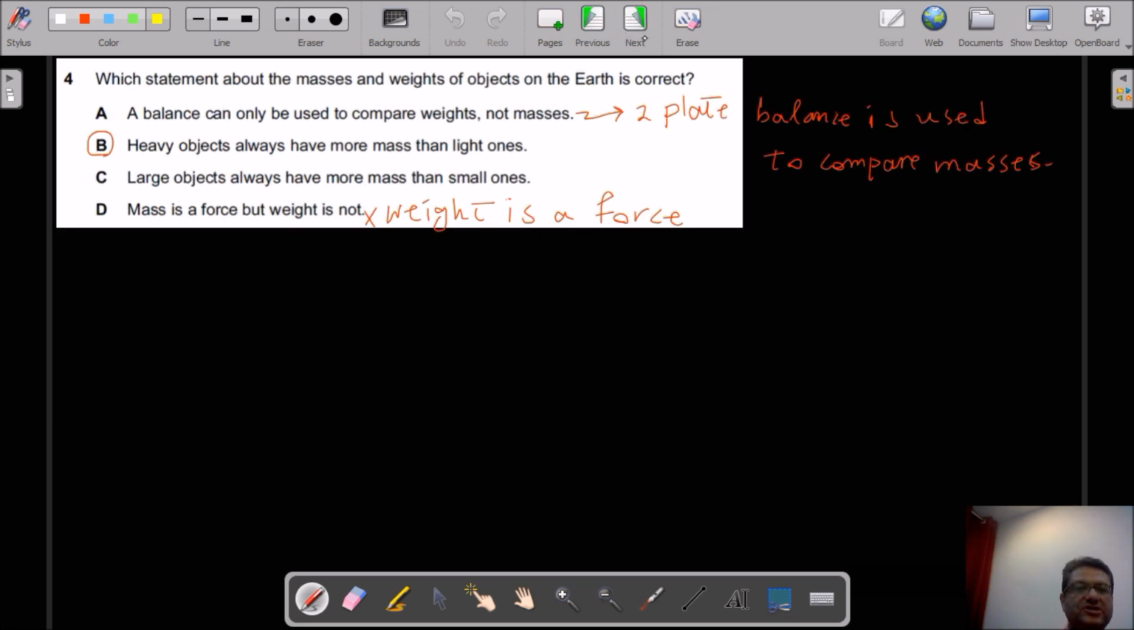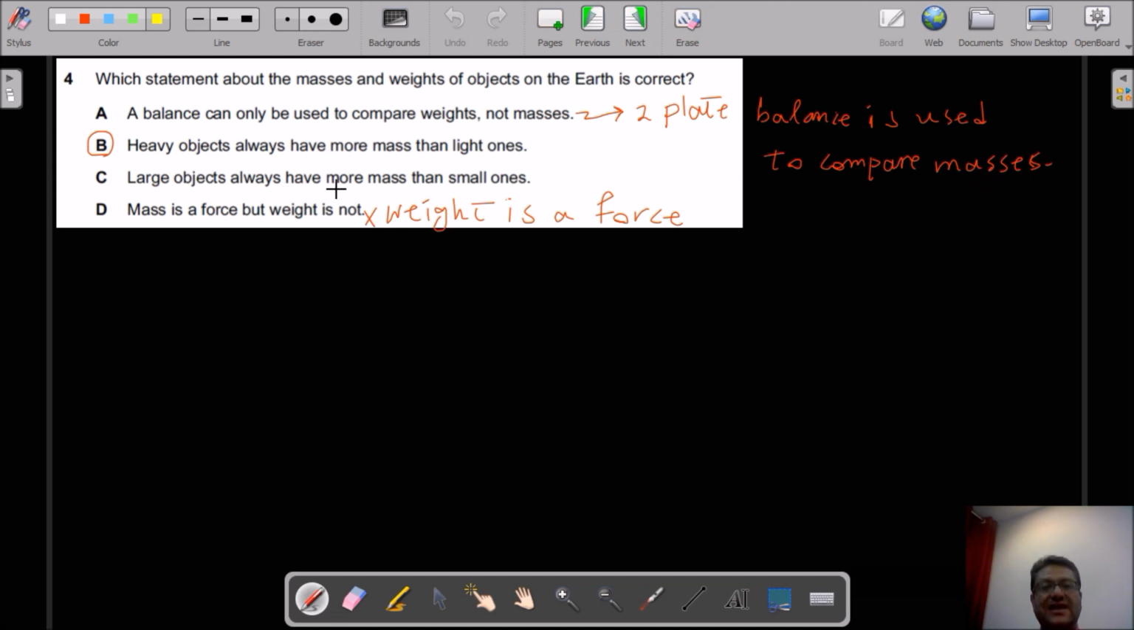Question 4, which statement about the masses and weights of objects on the earth is correct? Okay, choice A is a balance can only be used to compare weights, not masses. We have different balances. Two-plate balance is used to compare masses. That's why A is wrong.